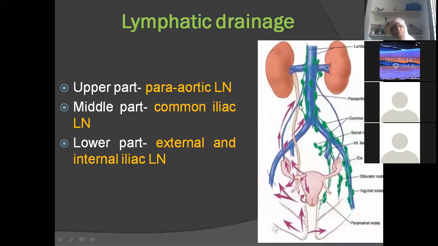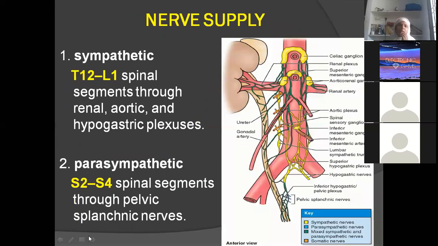So I told you on either side, the lumbar group of lymph nodes, they can also be called para-aortic, on either side of the aorta. Okay, common iliac, external and internal iliac. Upper part is related to para-aortic. Middle part is related to common iliac. Lower part is related to external and internal iliac.